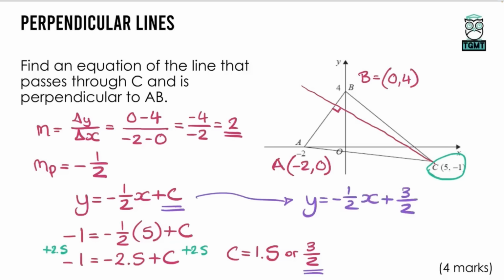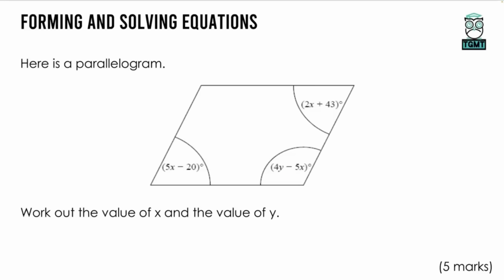Now you can write those as decimals if you like. You can write -0.5x plus 1.5, but I tend to just leave the equation that I'm writing either as a fraction or as a decimal, but it's completely up to you as to how you write it. But there we go, there was dealing with perpendicular lines. So for our next question, we're looking at forming and solving equations.